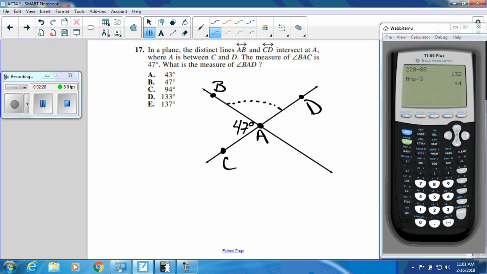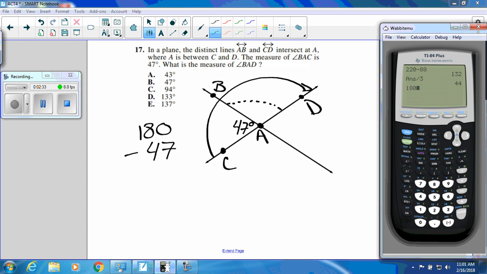Well, the whole thing here makes a line, which means it's 180 degrees. So we just take 180 and we subtract 47 from it, and that gives us our answer. So 180 minus 47 gives me 133 degrees.